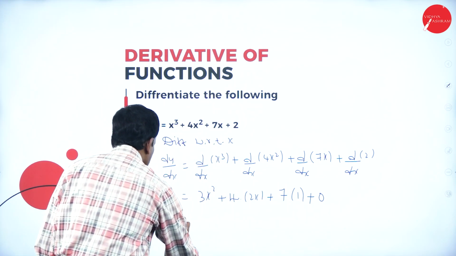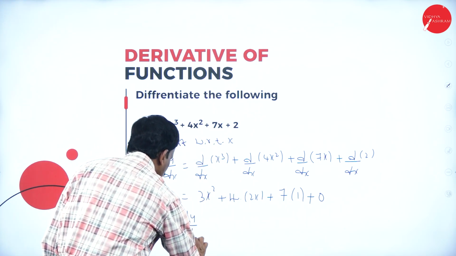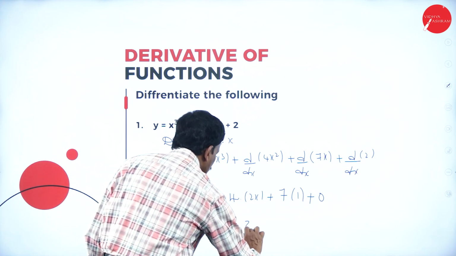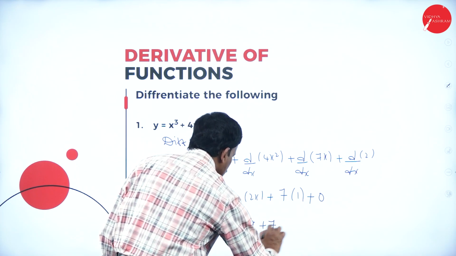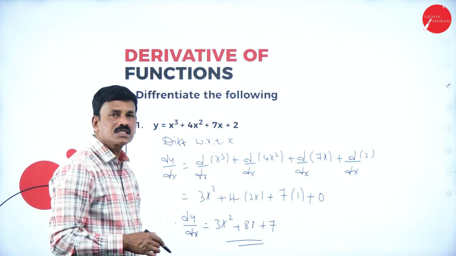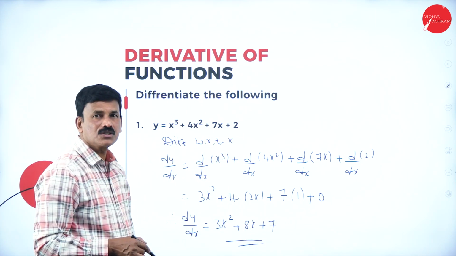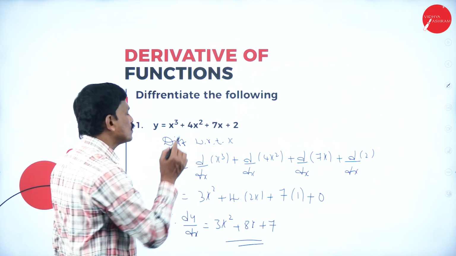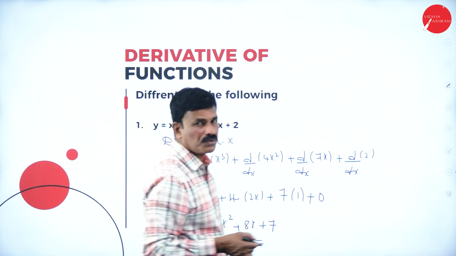So therefore, dy by dx, the derivative of this function, is equal to 3x square plus 8x plus 7. So this is the derivative. dy by dx is equal to 3x square plus 8x plus 7 is the derivative of this function. That's it. Hope you followed.